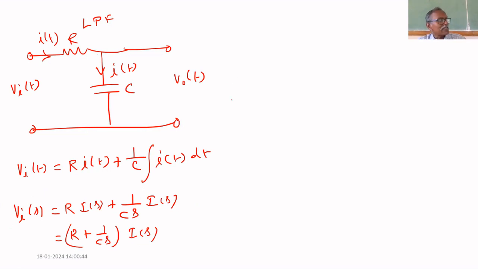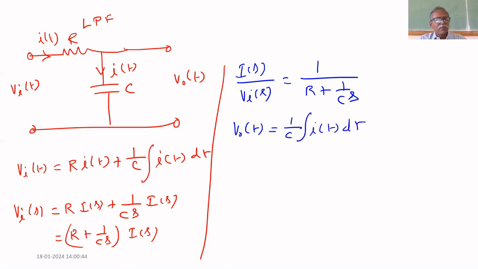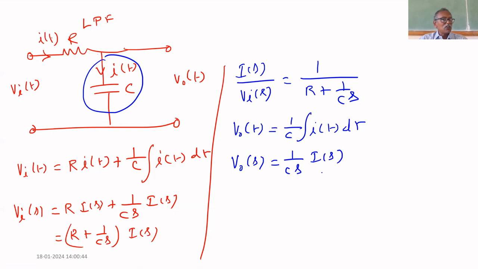Therefore, what is the transfer function? Let us assume current is the output. Then output by input equal to I of s divided by Vi of s equal to 1 by R plus 1 by Cs. What is output voltage? V naught of t equal to voltage across capacitor. Am I correct or not? We can write it as 1 by C integral of I of t dt, because voltage across the capacitor is output voltage. If you take Laplace transform assuming zero initial conditions, V naught of s equal to 1 by Cs I of s.